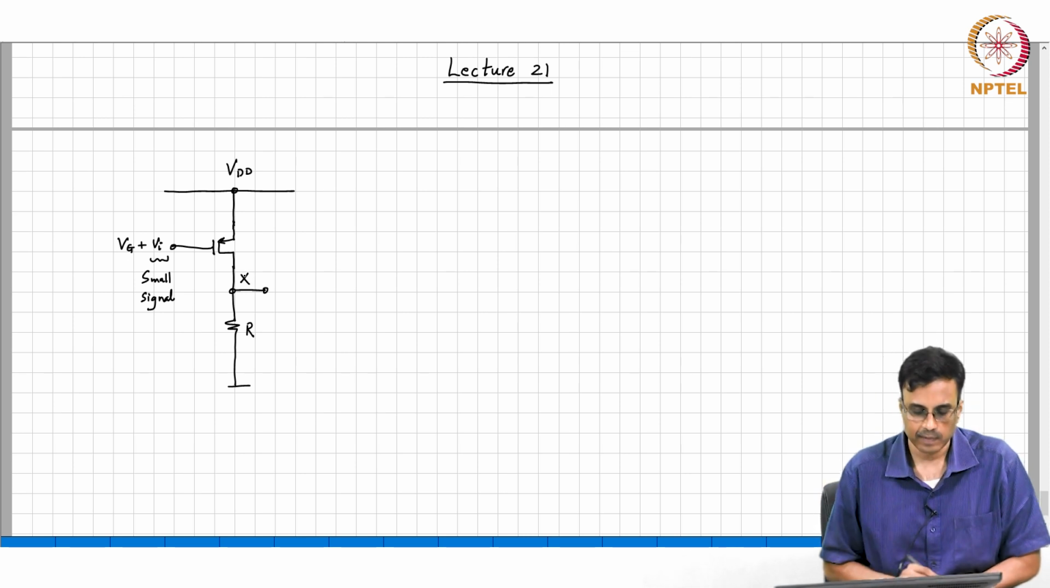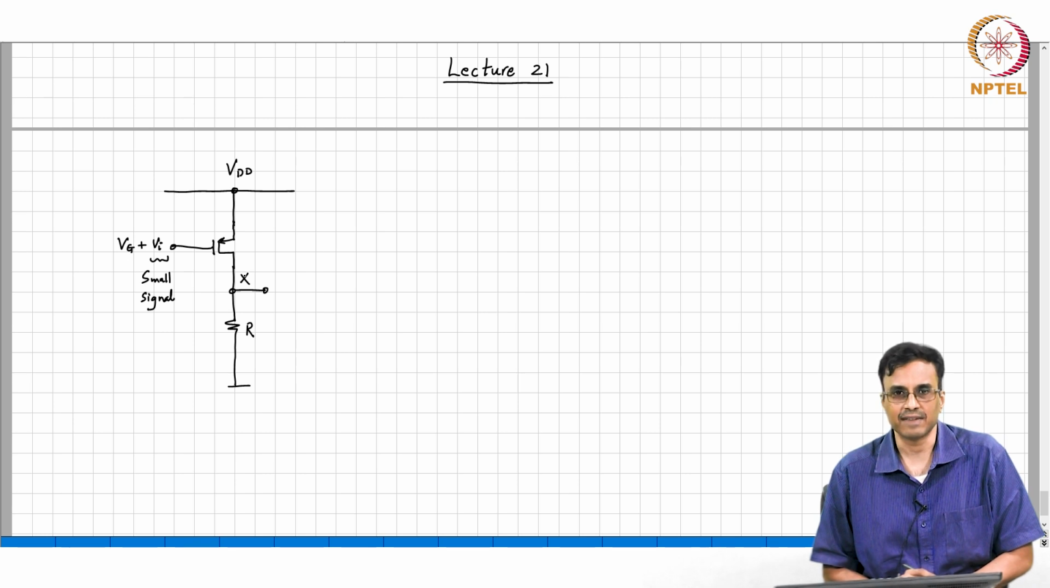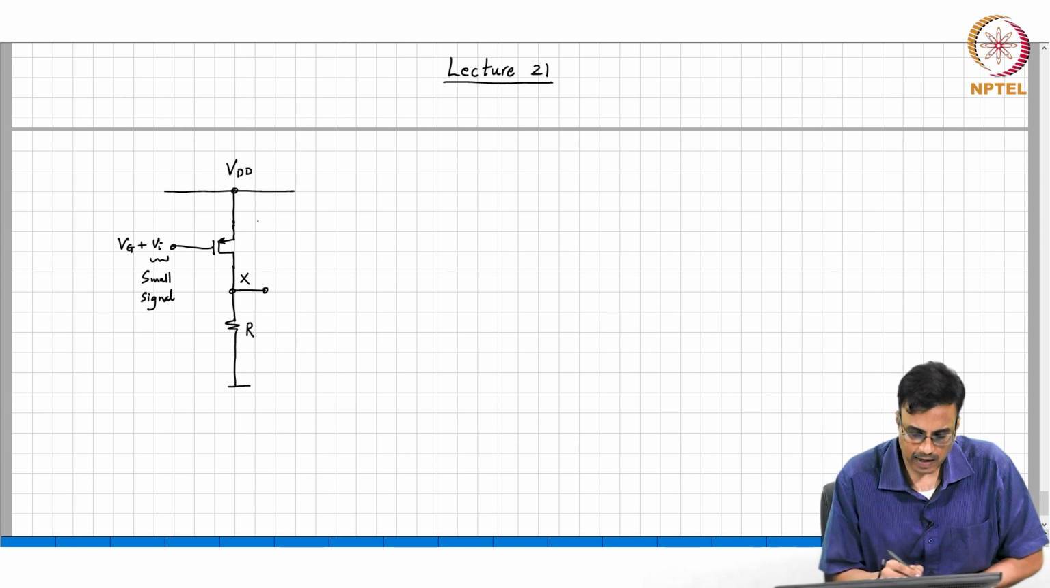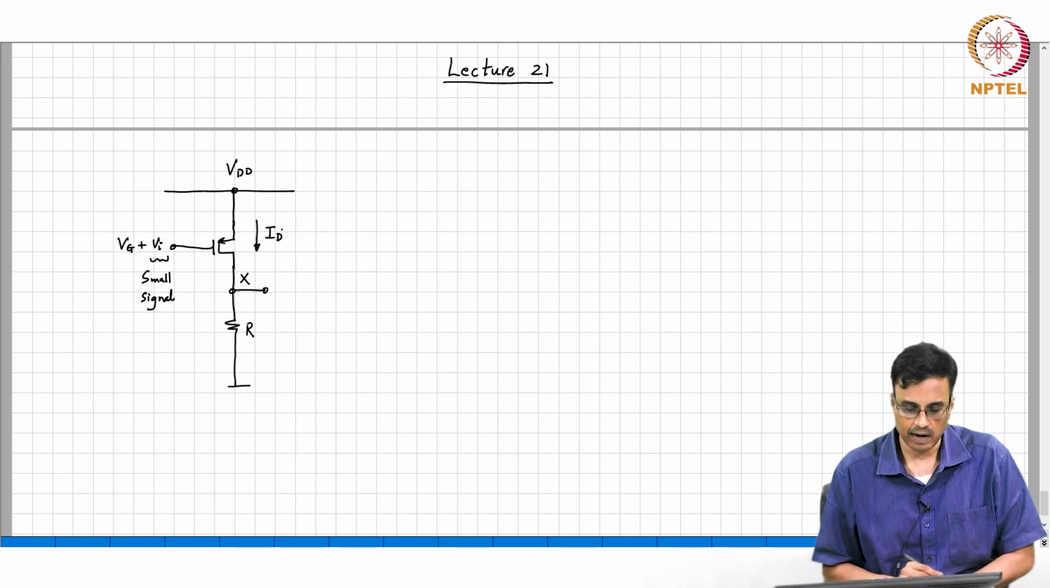Let us call that node X, which is also the drain potential of the PMOS transistor. How will we do it? If we want to find it graphically, what will we do? Basically the idea is to say, we know that at the operating point, the drain current must be exactly the same as that flowing through the, of course the source, but drain current must be the same as that flowing through the resistor, right.